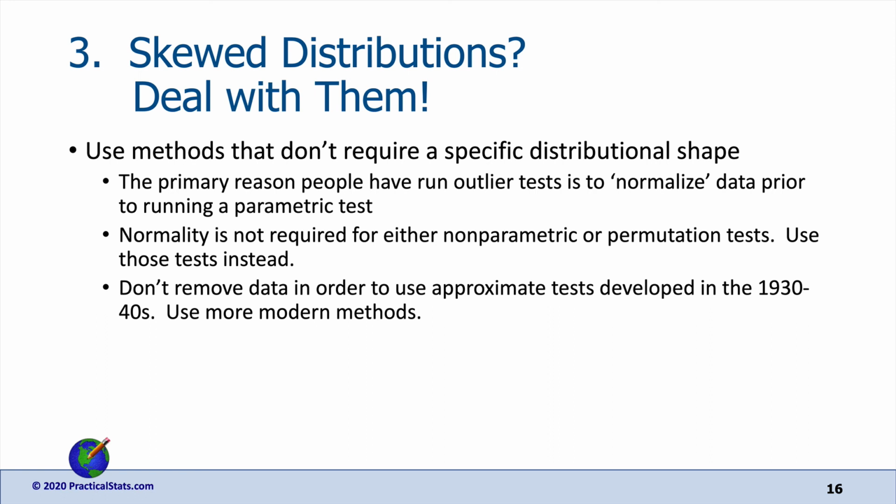So in the past, the primary reason that people have used outlier tests to define an outlier is to throw away data prior to running a parametric test. That's a terrible method. You're going to miss the most important observations in terms of the mass. If you're not interested in the mass, use a non-parametric test or a permutation test. If you are interested in the mass, you do not want to throw away those outliers. Don't remove data in order to use approximate tests. That's the older t-tests and ANOVA that were developed in the 1930s and 1940s. Instead, use much more modern procedures.